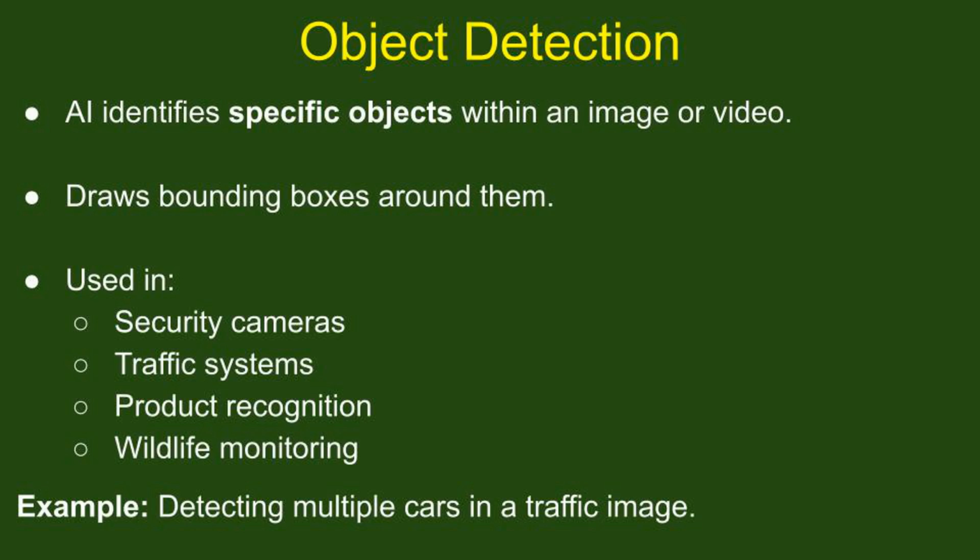Once the computer knows what features to look for, it can start detecting specific objects. For example, in a traffic camera, it can spot cars and people and highlight them using boxes. This process is called object detection. It helps in counting, tracking, and identifying objects, whether it's vehicles on roads or products in a warehouse.